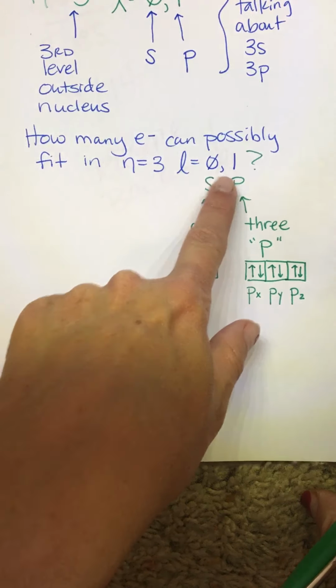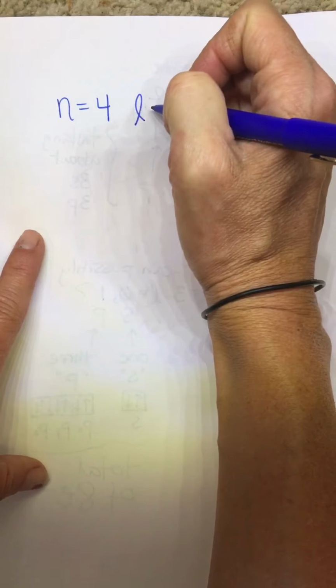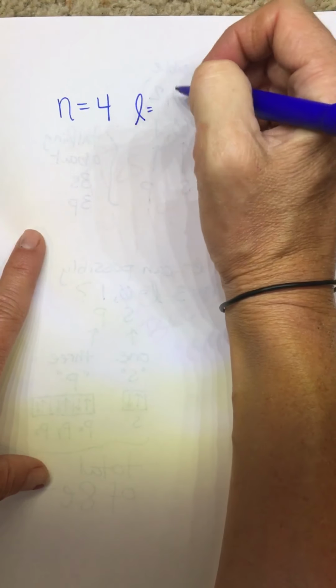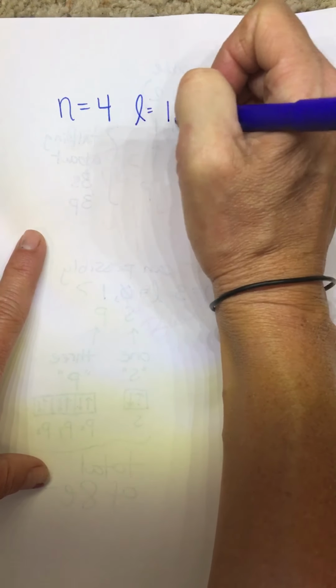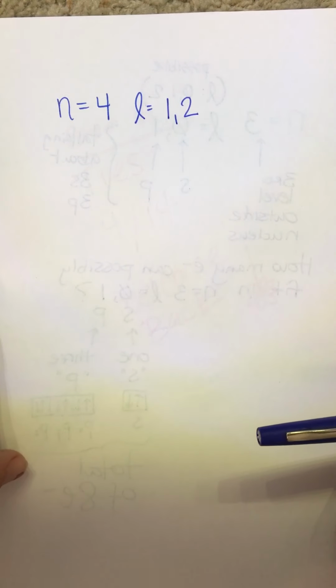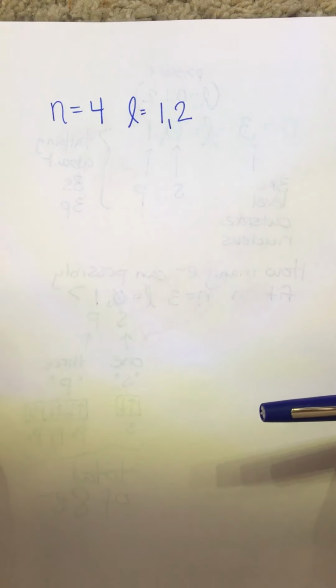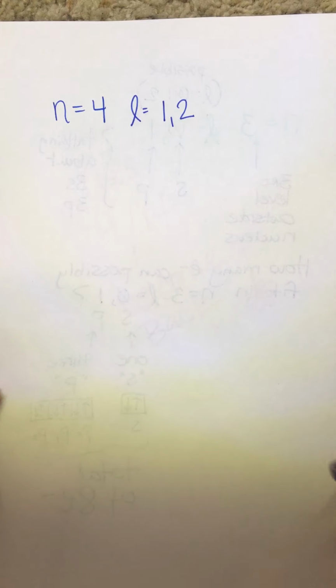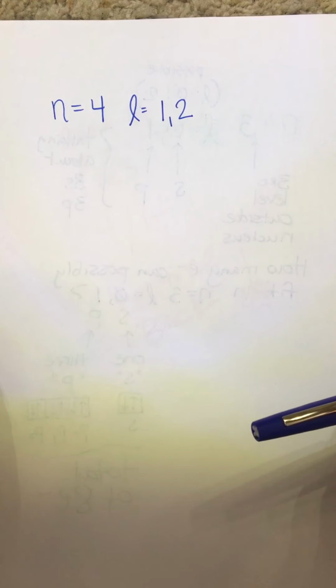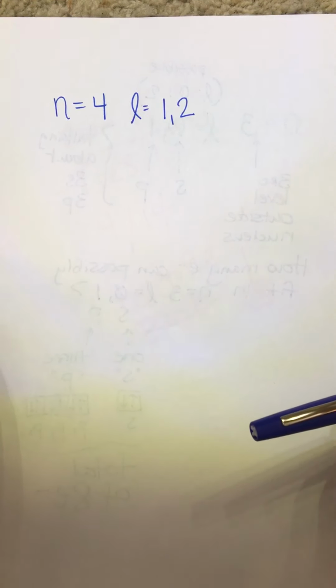Alrighty, let's say we are in level 4. Let's go way outside that nucleus. Remember, this is just our energy shell, like the floor of a hotel outside the nucleus. And then let's say they said l was 1 and 2. I'm just giving you some of the l values, not all of them, because we just want to look in certain rooms. Let's say you're on a floor of a hotel. We don't want to check every floor. We just want to walk into a couple of the rooms.